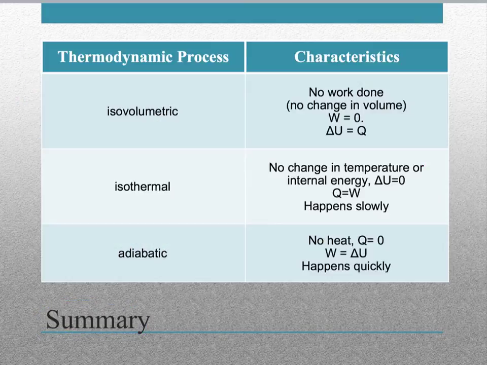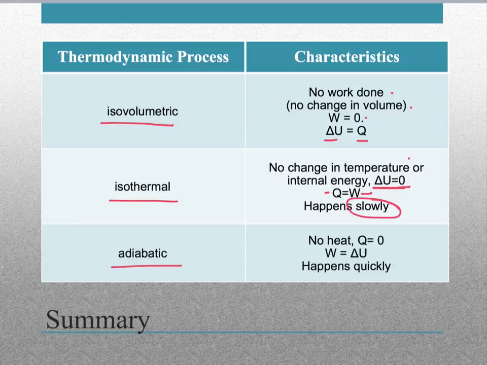So just to summarize here, I made this little table for you. We learned about isovolumetric. There's no work done because there's no change in volume, so W equals 0. And because of that, our change in internal energy will equal our heat. Isothermal, there's no change in temperature or internal energy, so delta U is 0. So our heat will equal our work, and it must happen slowly.